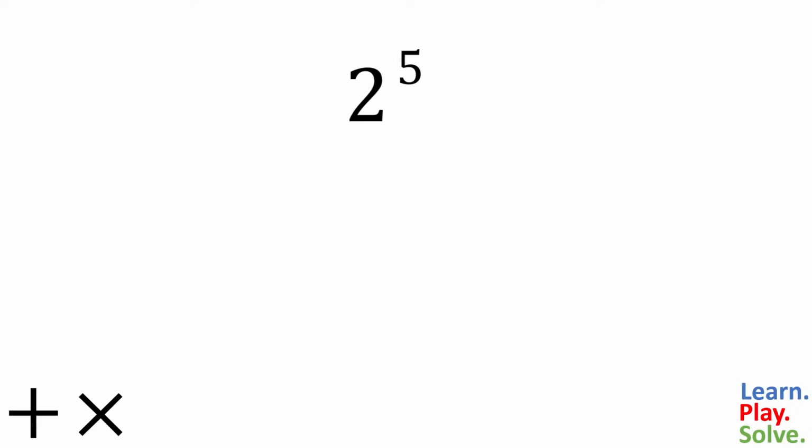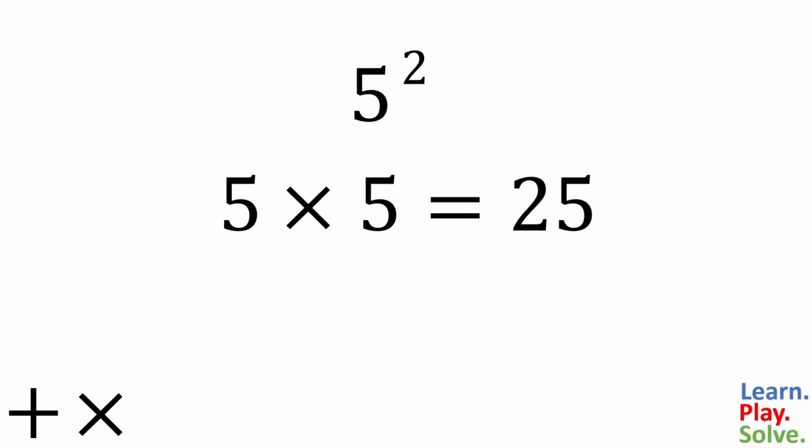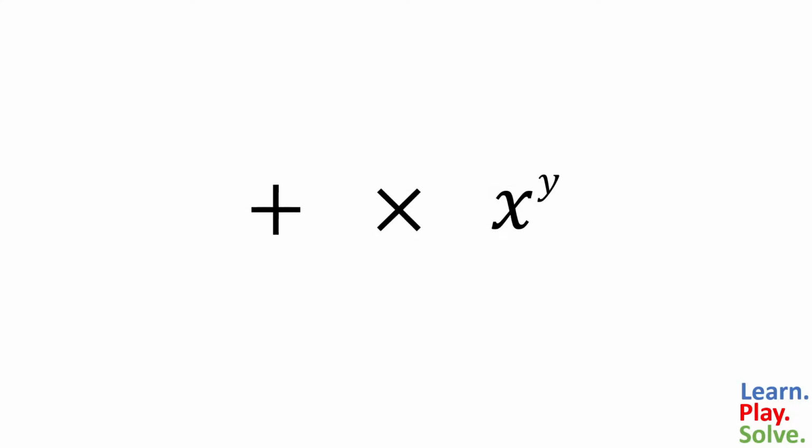This is not the same as 5 to the 2nd power, or 5 squared. That means 5 times 5, which equals 25. So we have 3 basic operations in arithmetic. We have addition, and when we do this many times, we get multiplication, and when we do that many times, we get exponentiation.